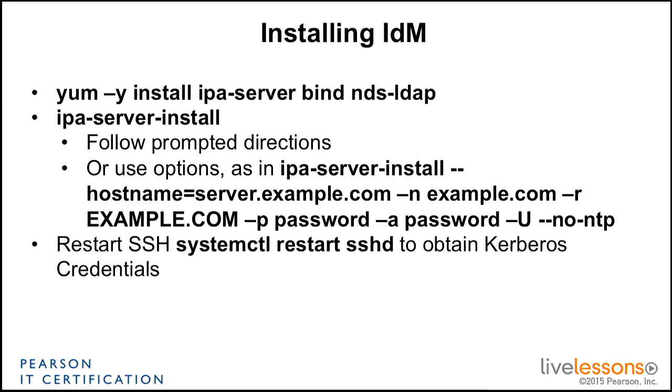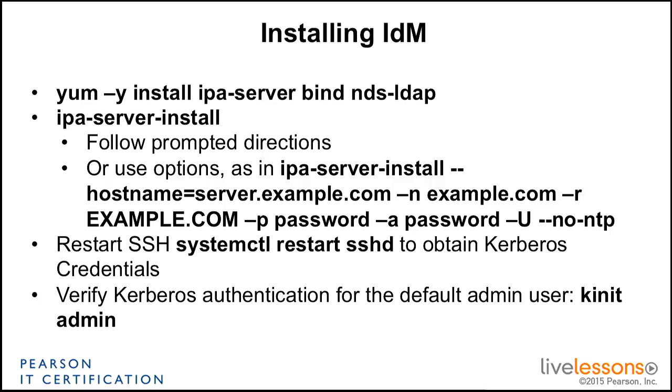Next, you can restart the SSH server once the service has been installed to make sure that SSH obtains Kerberos credentials. To restart it, you use systemctl restart sshd. Once that is done, you can verify Kerberos authentication for the default admin user by typing kinit admin, and it will show you that you have a valid Kerberos ticket.